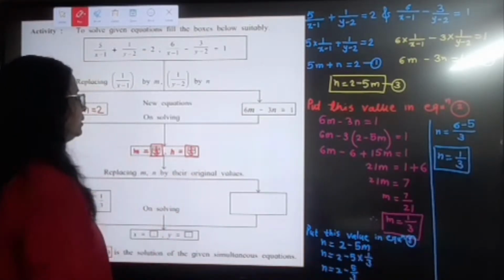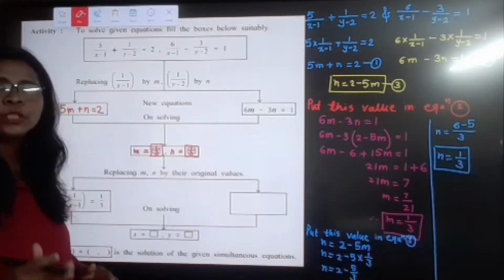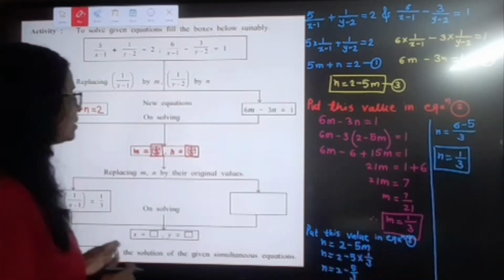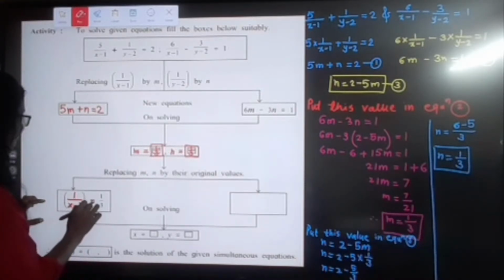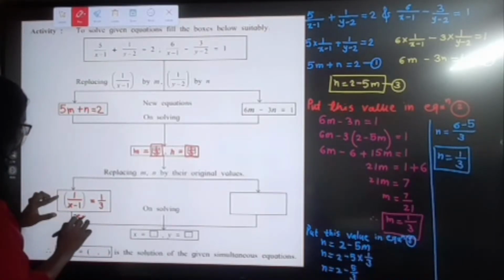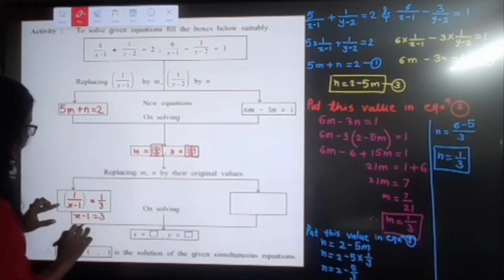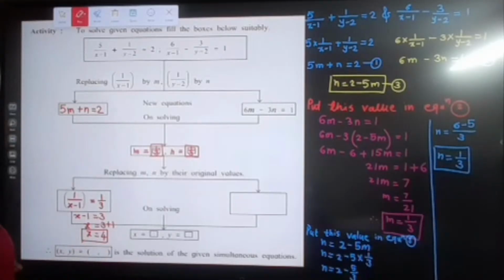And now replacing m and n by their original values. So students, 1 upon x minus 1 is equal to 1 upon 3, that means x minus 1 is equal to 3. So x is equal to 3 plus 1. So x is equal to 4. Yes, students, x is equal to 4.